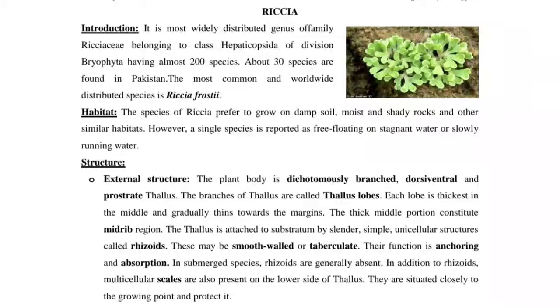Habitat. The species of Riccia prefer to grow on damp soil, moist and shady rocks and other similar habitats. However, a single species is reported as free-floating on stagnant water or slowly running water.